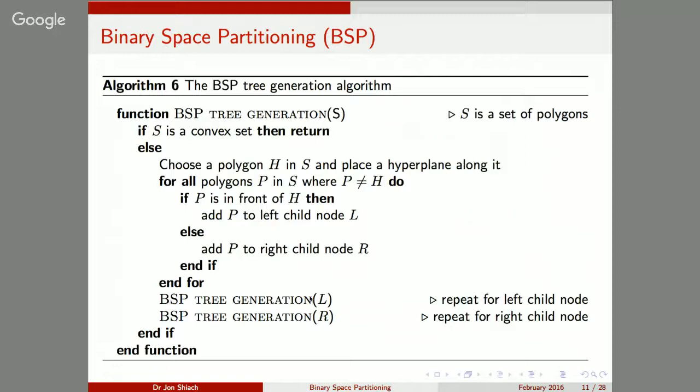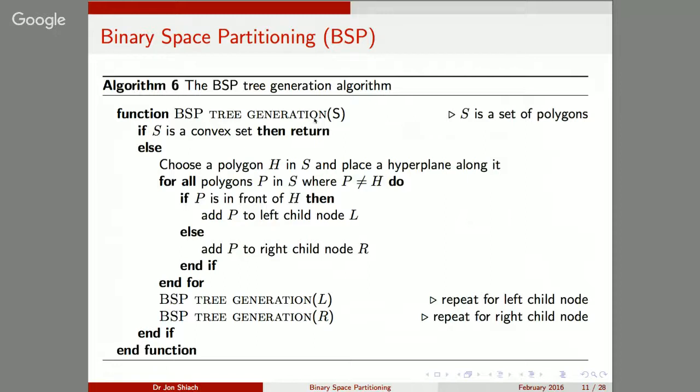So what we do is we start with a set of polygons S. Let's say we have a virtual world, we've done all the alignment. Actually, we haven't done the alignment. This is before any alignment's done. This is when we've got our virtual world, so all of our polygons. That's S. So S is a set of polygons.